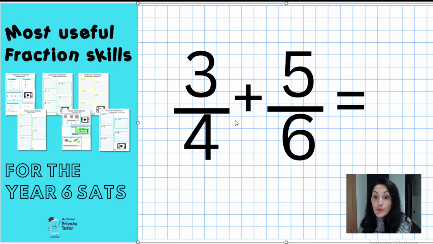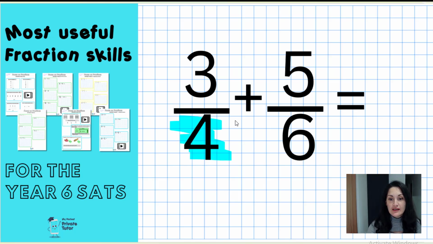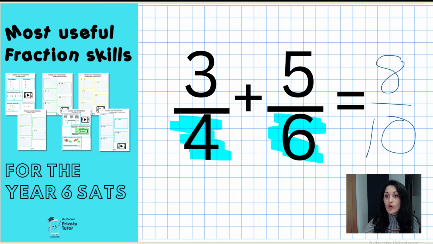Here we have a simple fraction addition, and the most common error we see with this type of question is not recognising that the denominators are not the same. So we could either have them just adding the numerators and adding the denominators together, or keeping one of those denominators in the answer, so 8/4 or 8/6. This is very, very common.